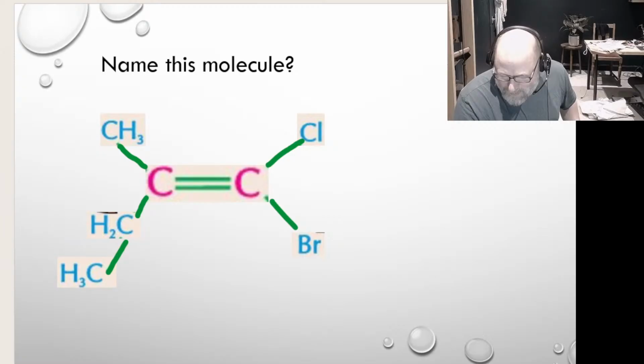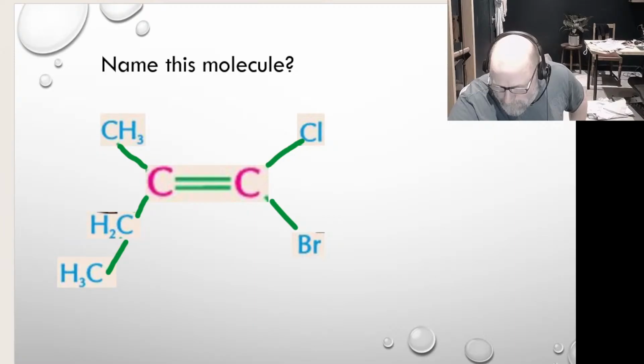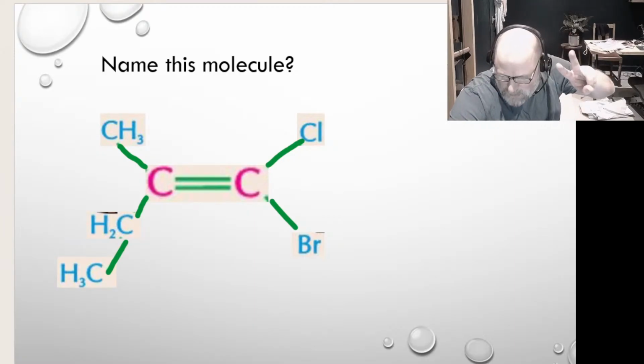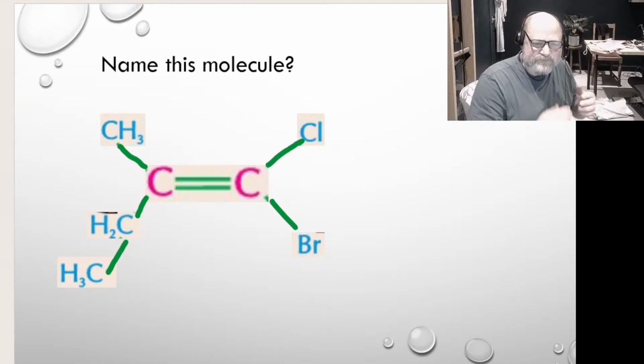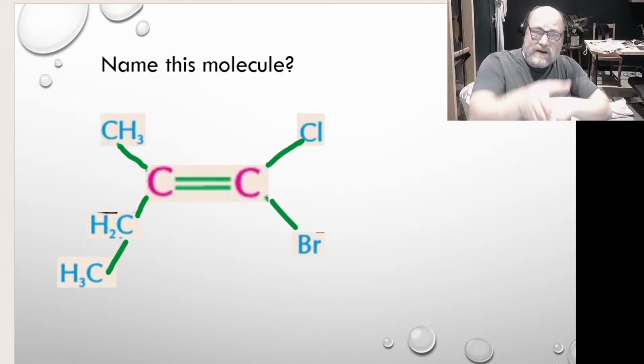Z-1-bromo-2-chloro-2-ethyl-1-methylbut-1-ene. That can't be 2-ethyl, 1-methyl, because if it's 2-ethyl, that's 2 carbons, and then the methyl's a carbon, and then the but is 4 carbons. Let me go through and name this one for you. But what I should really do is show you how to name it. So I'm going to take you through how to name this.